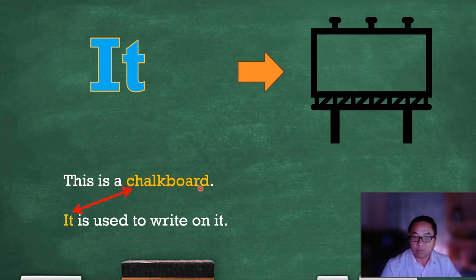This is a chalkboard. The chalkboard is used to write on it.